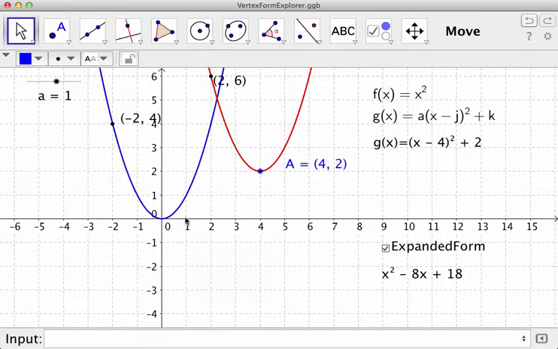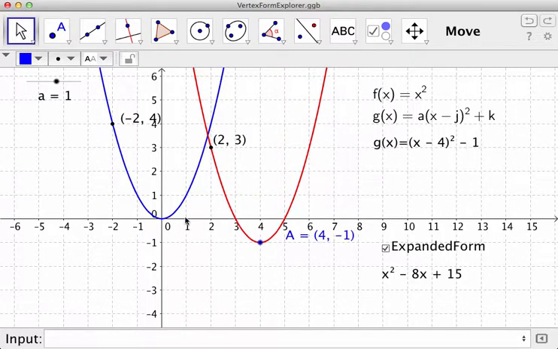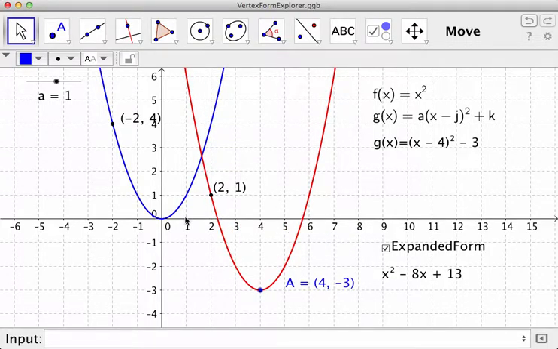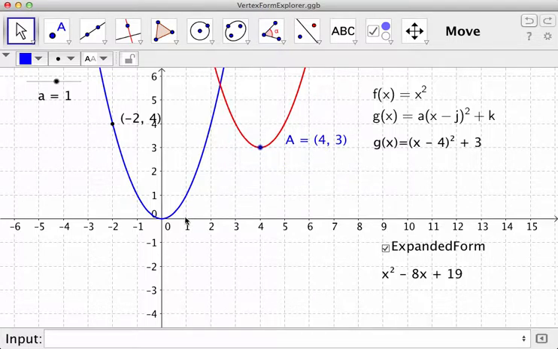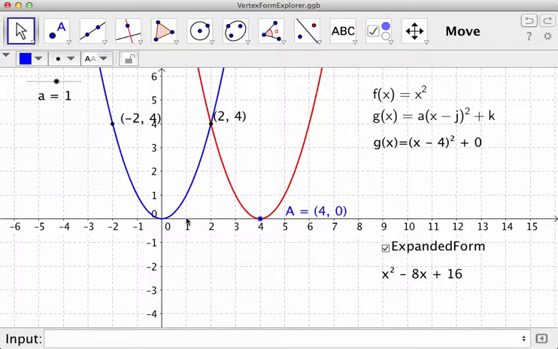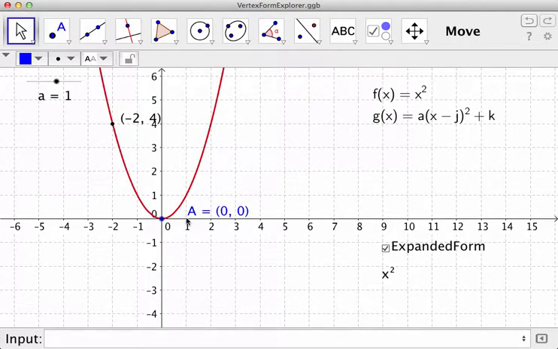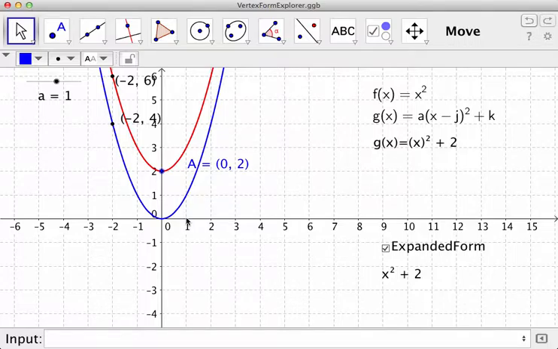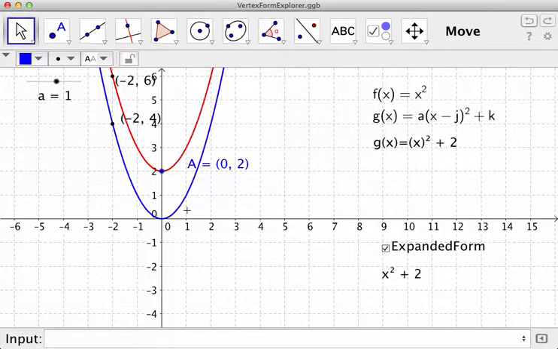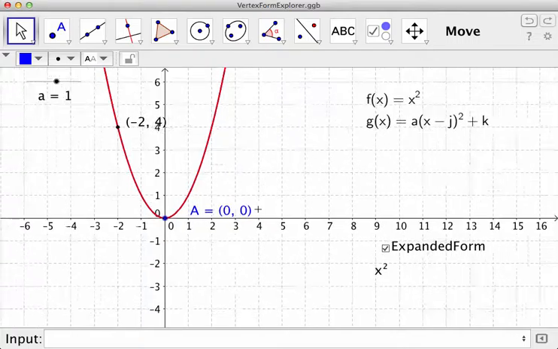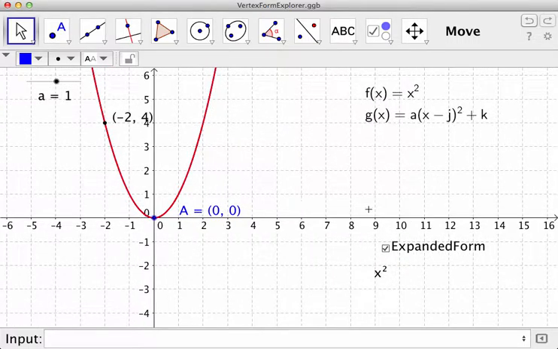If we then go up or down from there, you can see the only thing that's going to change in the expanded form is the constant term, the term which we represent as c in the ax squared plus bx plus c form. Okay, if we just have the vertex on the y-axis and slide it up or down, all that happens in the expanded form is we get x squared plus or minus some number which is equal to the y value of the vertex.